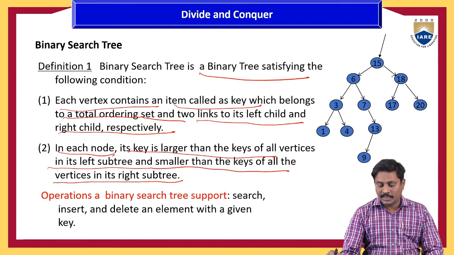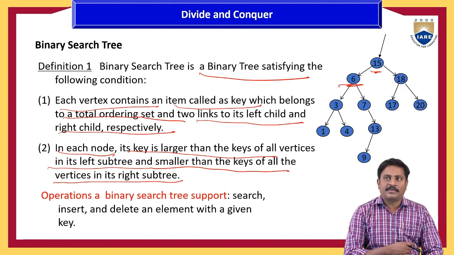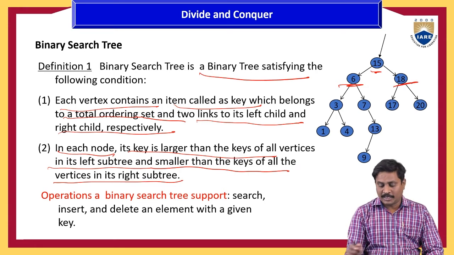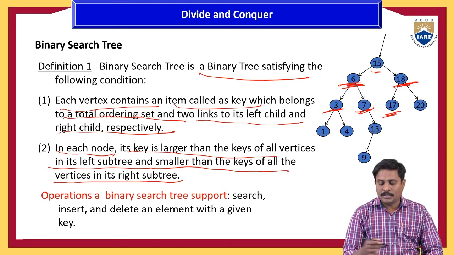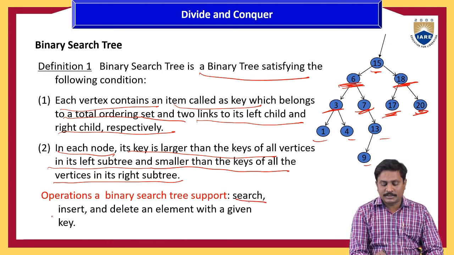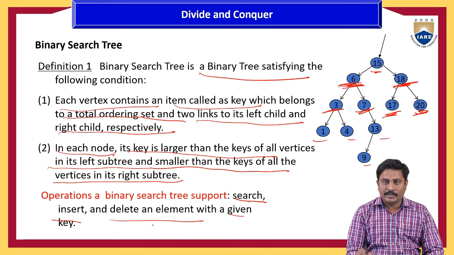Now here you see that 15 is greater than the left subtree values and lesser than the right subtree values. Similarly, 6 as a key value is more than the left value 3 and lesser than the right value. Similarly, 18 is more than the left value and lesser than the right value. So this type of tree is called a binary search tree. The binary search tree supports search, insert, and delete of an element with a given key.